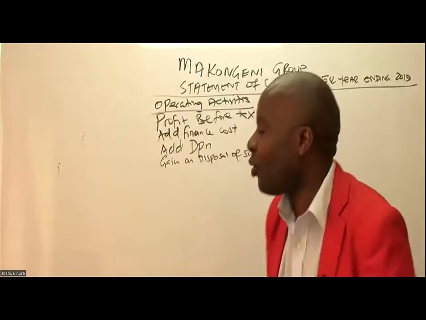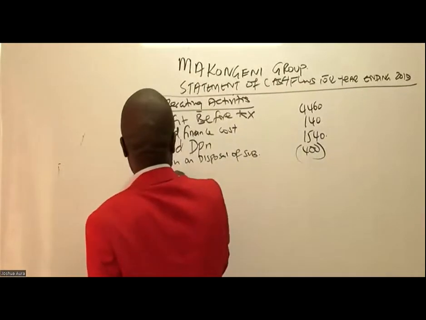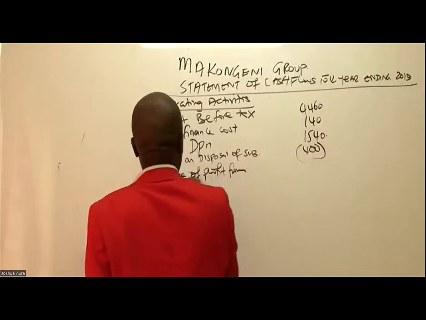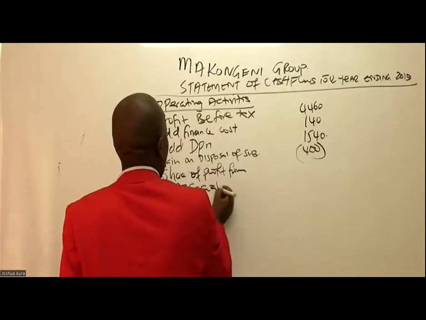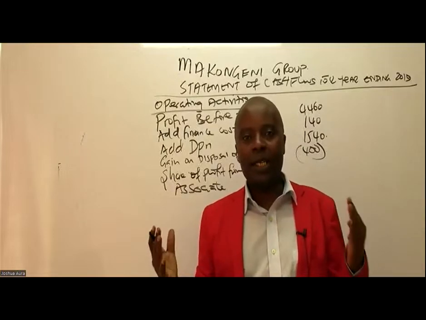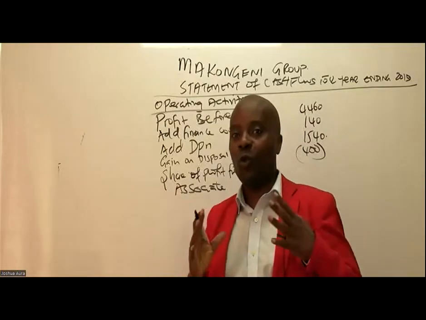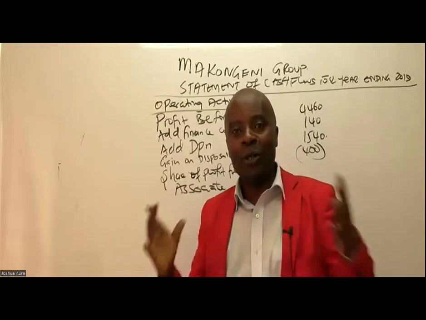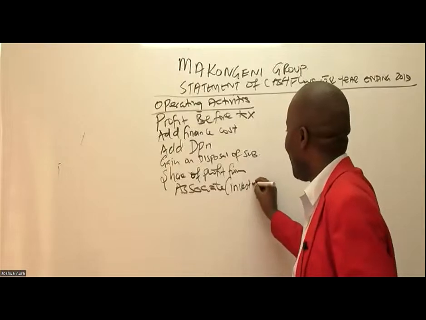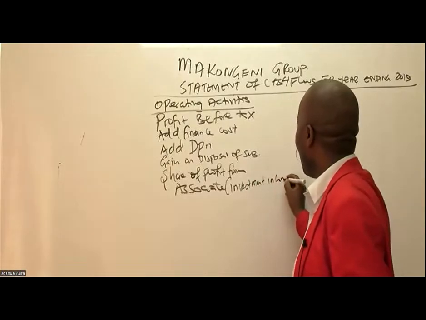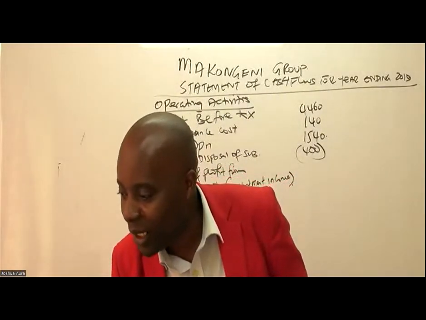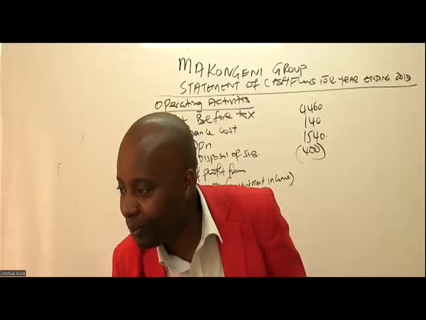So we have here share of profit from associate. I'll just tell the examiner, because I must also demonstrate broad and deep understanding of the subject. I'll come and write for him here: investment income. Then I'll scare the examiner. It's good at times to scare them.